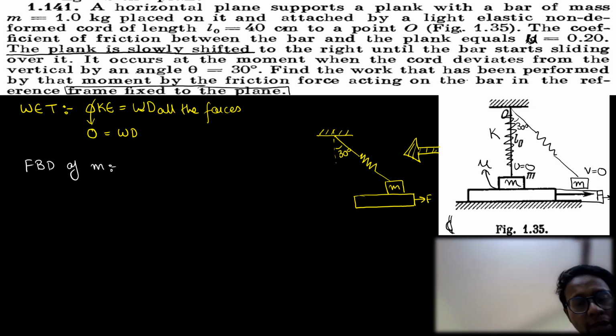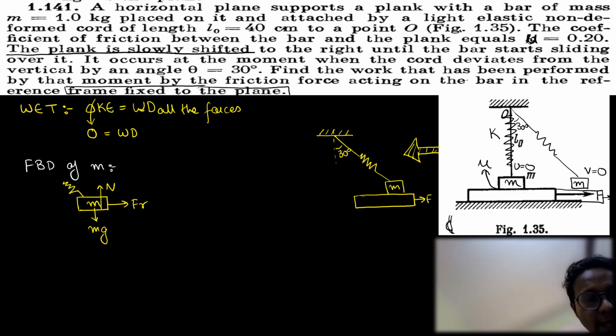So if I see properly, this is m. Who is pulling this block? The friction force that is being applied by this slab on the block. Downward is the mg force, upward is the normal reaction force applied by the slab on the block, and in this direction, at the end point, is the friction force. But the friction force is equal to k into x, where x is nothing but the elongation of the spring.